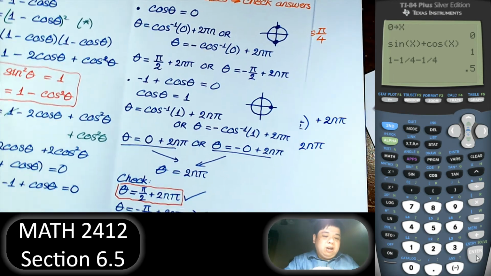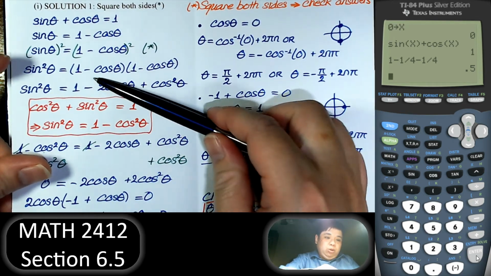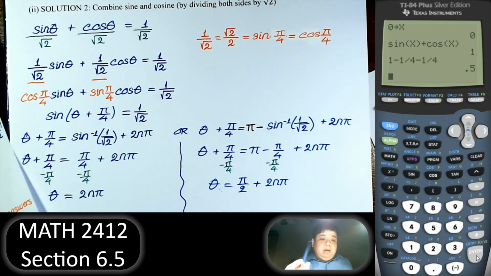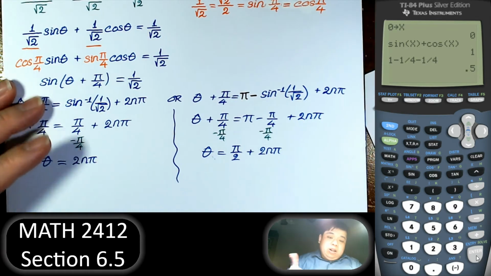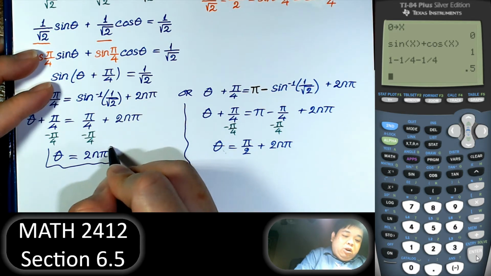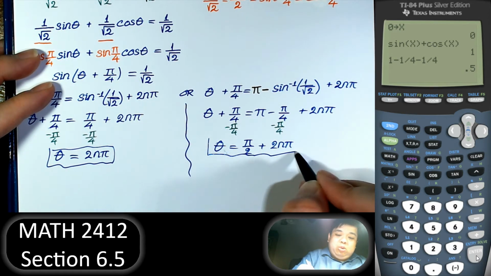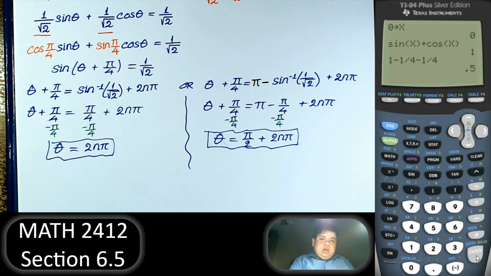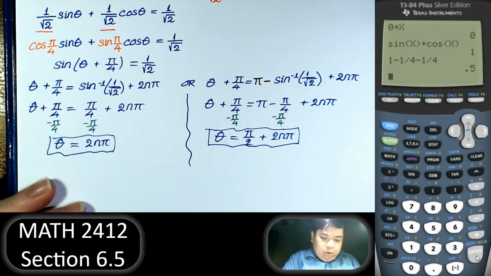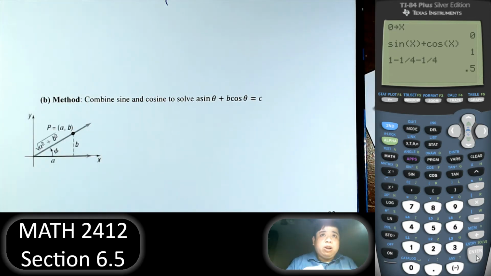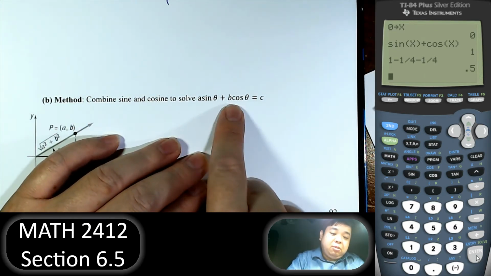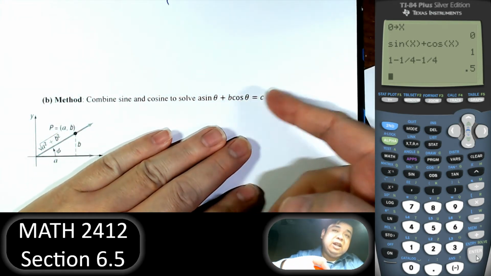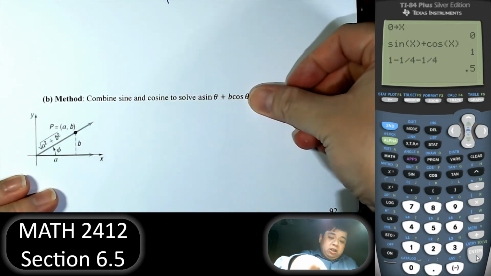Right, compared to the last solution, of course, we have the same thing. However, this will take less work and it's more elegant. We don't even have to check the answer because we didn't square both sides. Right, so how do we do this in general? Well, in general, how do we combine something times sine plus something times cosine? We don't even need to solve for C, so the focus is on the left hand side.